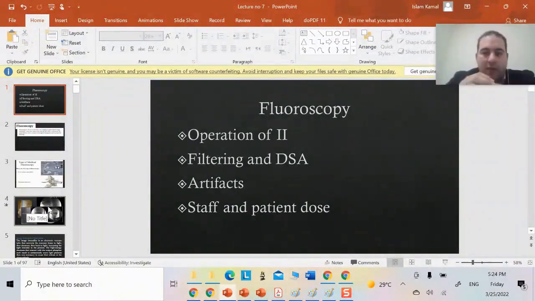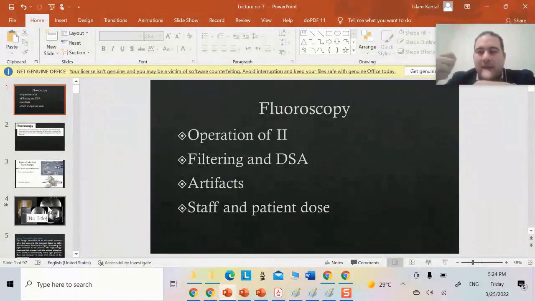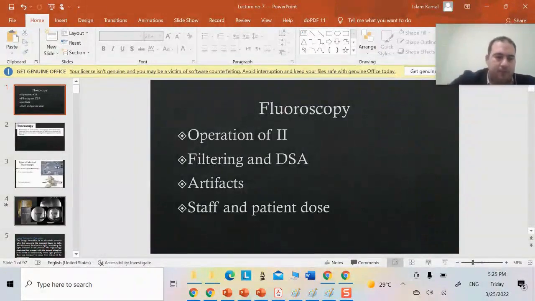The detector is the image intensifier. The word intensifier means something that increases intensity, as its name suggests. That's why it's called an intensifier. I am doing something called intensification, which means I increase intensity. So how is this done? It is done in a distinctive way.